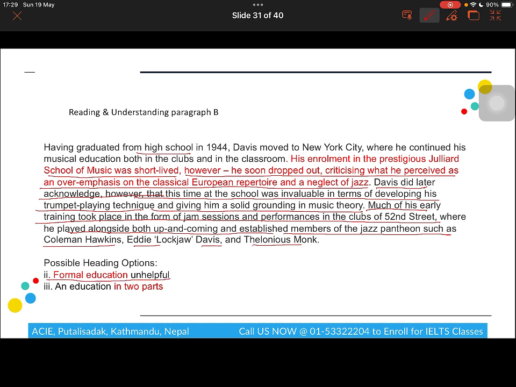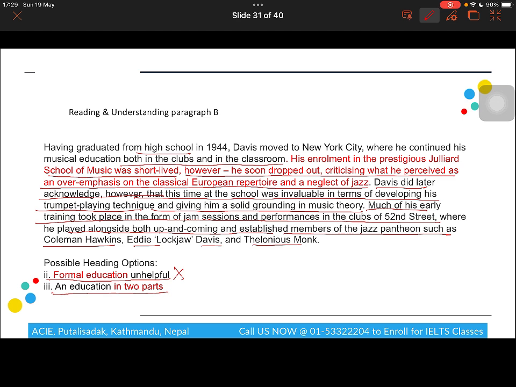So in this case as well, if you just look roughly, you may think that formal education unhelpful is the topic for this question, but it's not really that, because he later does acknowledge that his school time was in fact invaluable, so this is inaccurate information and would never be the heading for the paragraph anyway. Hence the correct answer is option number 2, an education in two parts, meaning both in clubs and in the classroom, which has in fact been given in the first line.